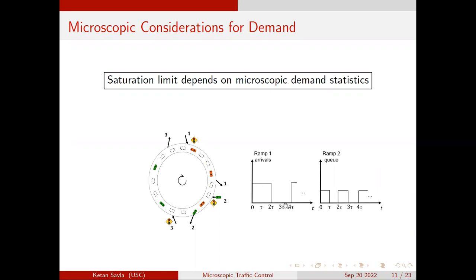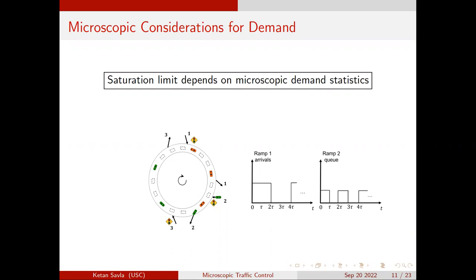But on the other hand, if the interarrival times at ramp 1 are different, the same average rate, meaning once every 2 tau seconds on average, but instead there's a batch arrival, so there are arrivals happening in 2 tau seconds and then no arrivals in the next 2 tau seconds, et cetera. Same arrival average, but different realizations. In this case, what ended up happening is there is a gap. Because under the greedy policy, ramp 1 will allow gaps of two slots for ramp 2 to sneak in. So what this says is that under the same greedy policy in both cases, the saturation limit will be different depending on the statistics of the arrival process.